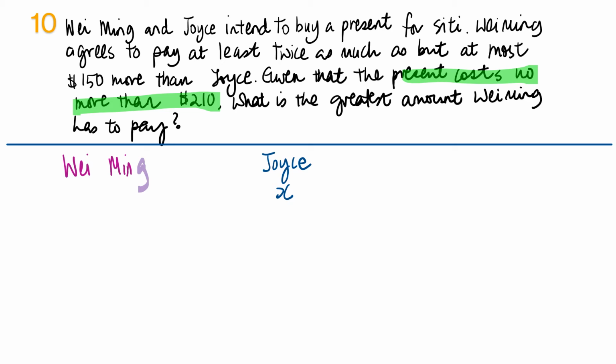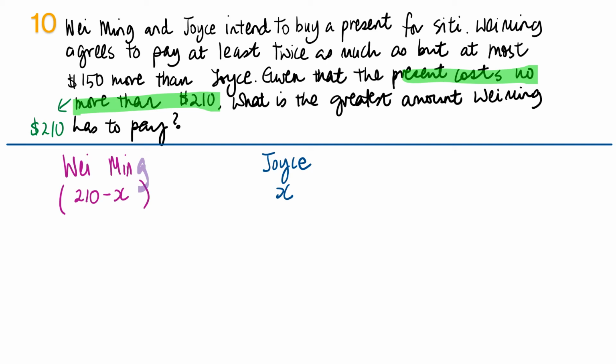If you look at what is highlighted in green, it says that the present itself costs no more than 210. So these 2 persons are just willing to combine the money. They just want to pay 210 for the present, not more than that. That is the maximum. So we can conclude that the cost of the present is 210. If Joyce pays X dollars, then Wei Ming will have to pay the remaining, which is 210 minus X. So far very good.